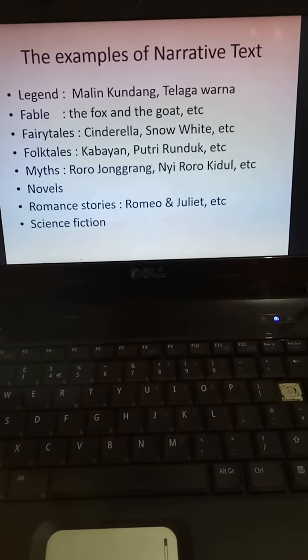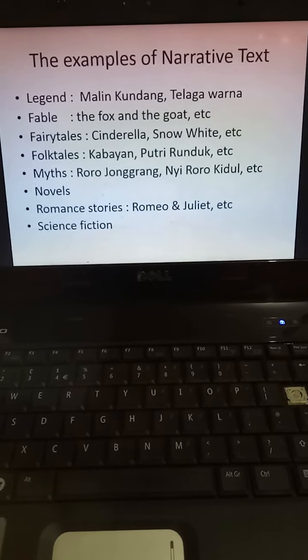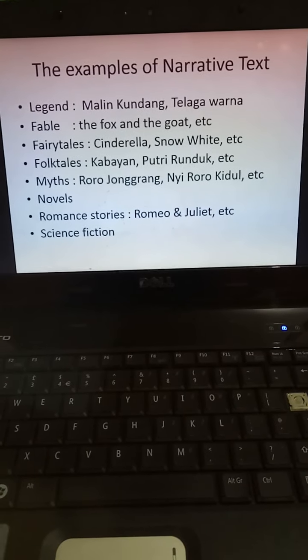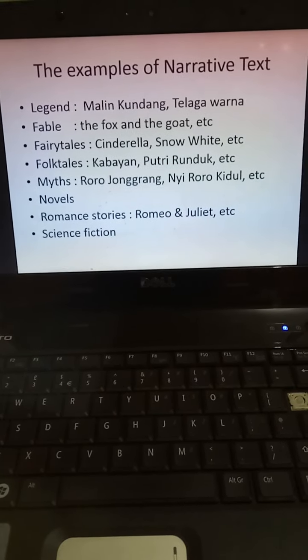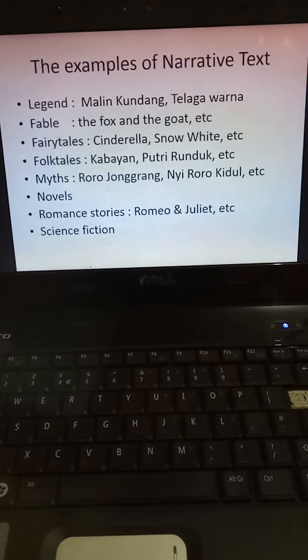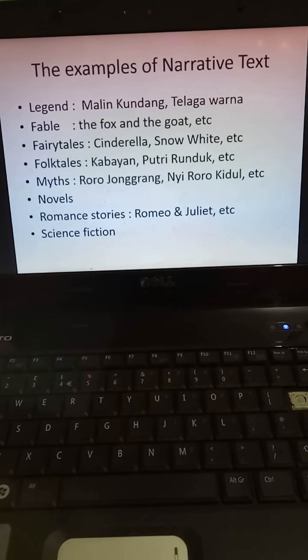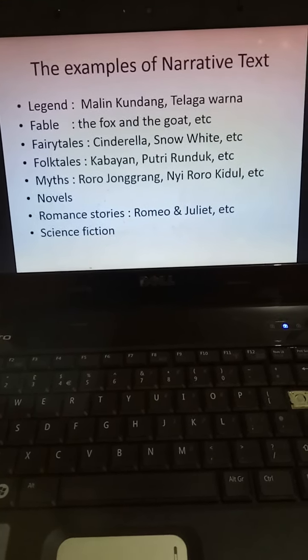The examples of narrative text, as you see: the first legend, second fable, third fairy tales, fourth folk tales, fifth myth, sixth novels, seventh romance stories, and the eighth science fiction.